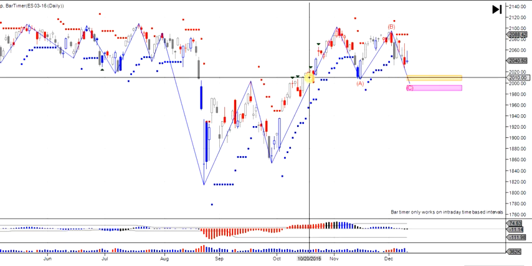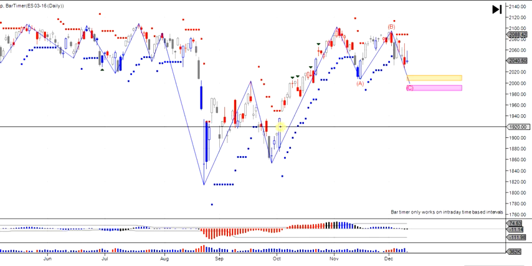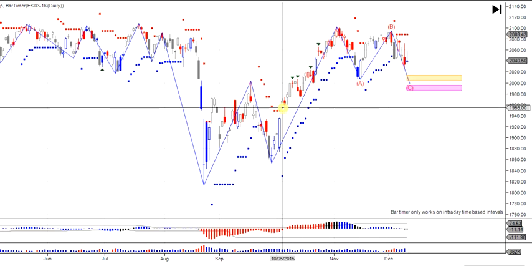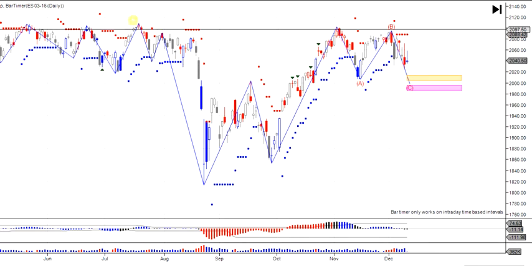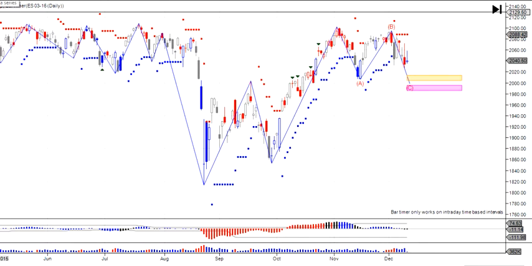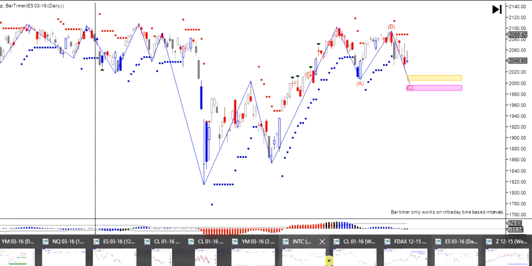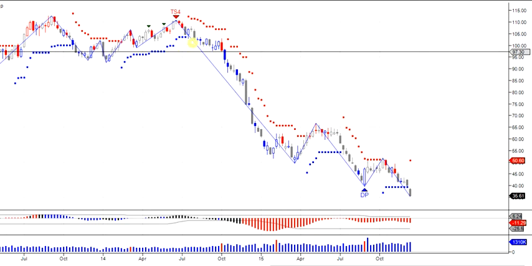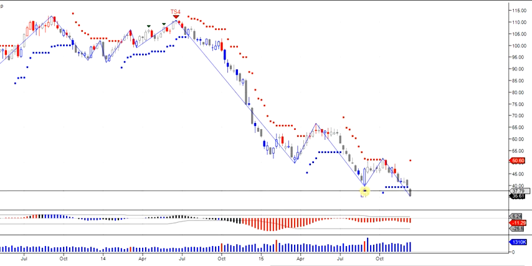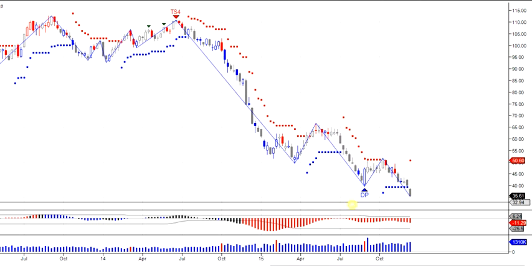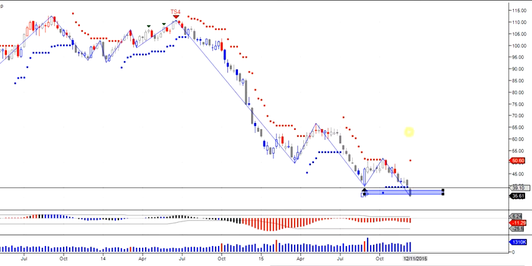For example, if you're looking at this, well, maybe this isn't even a good enough example. Let's look at oil. Oil's a good example. Let's take a look at oil. Here's oil, right? So oil's been selling off. Well, oil right now is at support. Okay. You can see the support area right there.